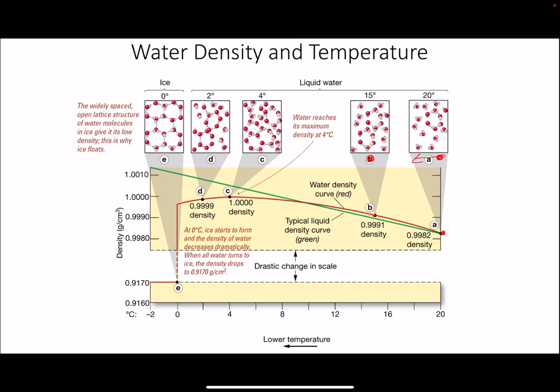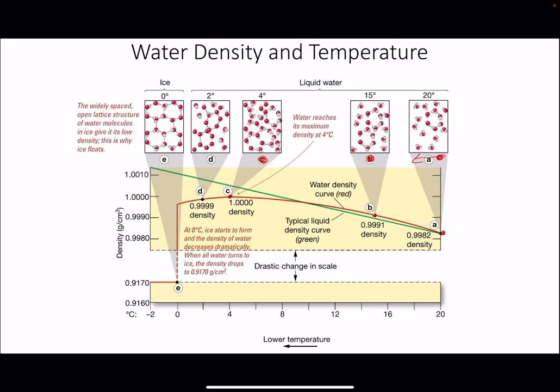And then you cool it off even more. You get to 4 degrees Celsius, and now you've really compressed things. So you still have liquid water molecules, but things are definitely a little bit denser. Your density has gone up again to now here's point C, a density of about 1. And then this is where water behaves differently.